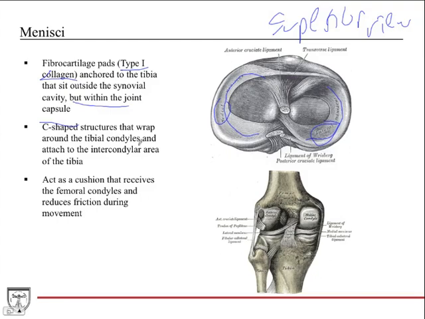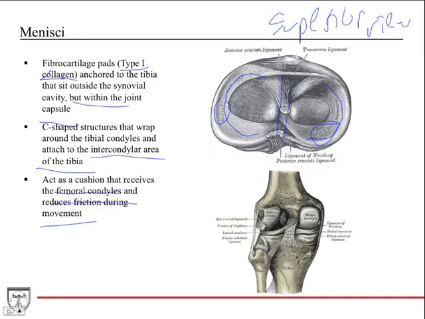And they wrap around the tibial condyles, so this would be right here and here. And they attach to the intercondylar area of the tibia, and so that's where they wrap around like this, and then they attach into this intercondylar, between the condyles area. And they're just cushion pads. They're shock absorbers, and they act as cushion, and they receive the femoral condyles, and they reduce friction during movement. Again, with cartilage and these structures at joints, it's all about easing movement as much as possible and reducing friction. So again, these help. And the knee is a very active joint, and it's also a joint that's responsible for a lot of weight bearing, so it needs all the help it can get.